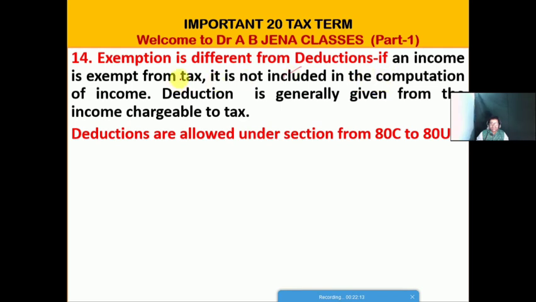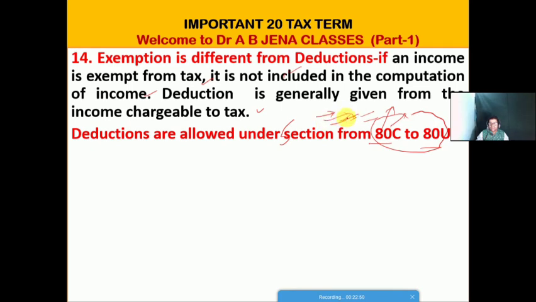If an income is exempt from tax, it is not included in the computation of income. Deduction is generally given from the income chargeable to tax. So deductions are allowed under the sections, friends, from 80C to 80U. Here, suppose you donate some amount to the Prime Minister Relief Fund or the Chief Minister Relief Fund, and you also donate something to a charitable institution. In this situation, you will get the deduction.